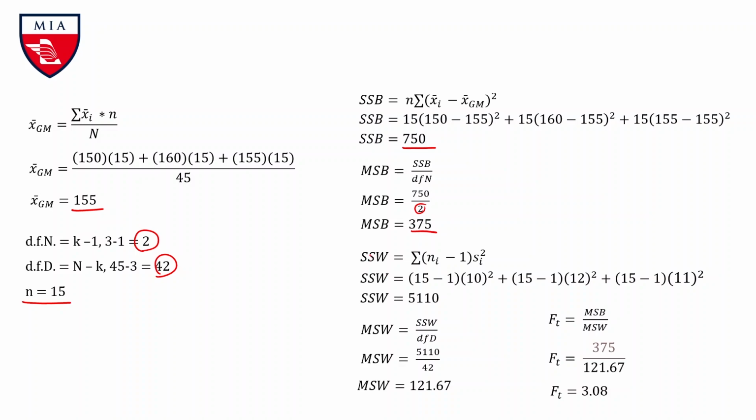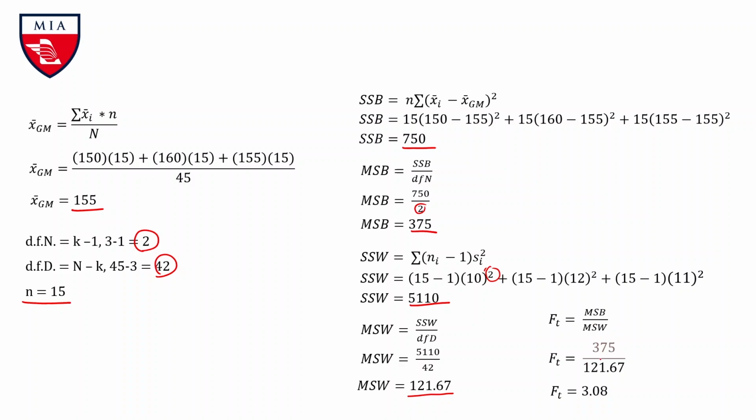Next, we need to find the SSW. We are given the standard deviation, so we need to square it. Unlike the first problem, where it was already a variance so we didn't need to square it, in our case here we are just given the standard deviation, so we need to square it in the solution. Just simplify this solution. So SSW is equal to 5,110. To get the MSW, we take SSW over DFD, so 5,110 over our DFD of 42. Our MSW is 121.67. And for our F-test statistic, we have MSB over MSW. So just write the values of each.